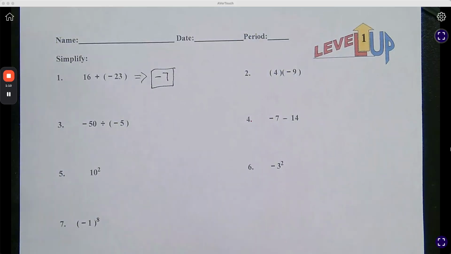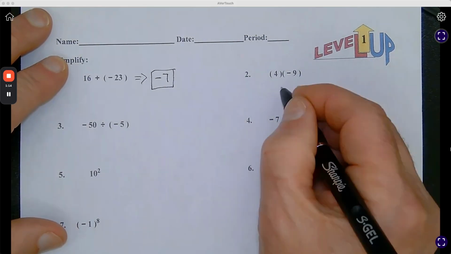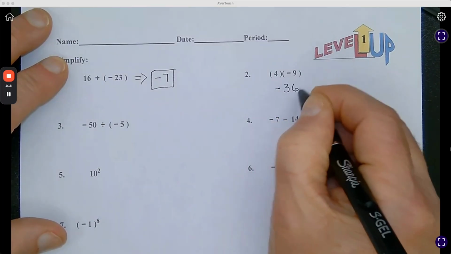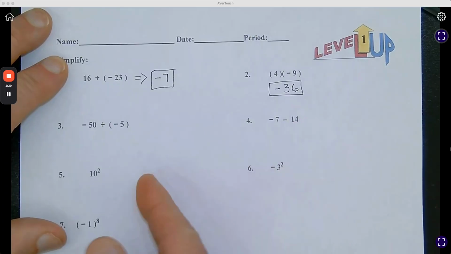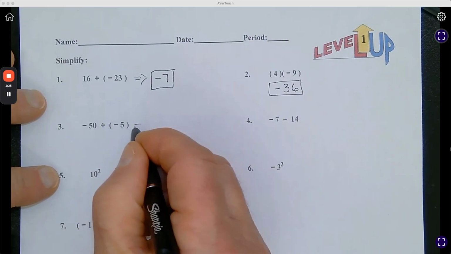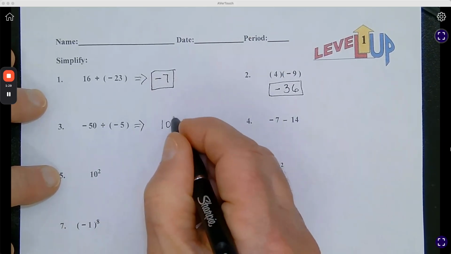All right? This is multiplication, parenthesis next to a parenthesis. A positive times a negative is a negative. 4 times 9 is 36. All right, this is division. A negative divided by a negative is a positive, and 50 divided by 5 is 10.